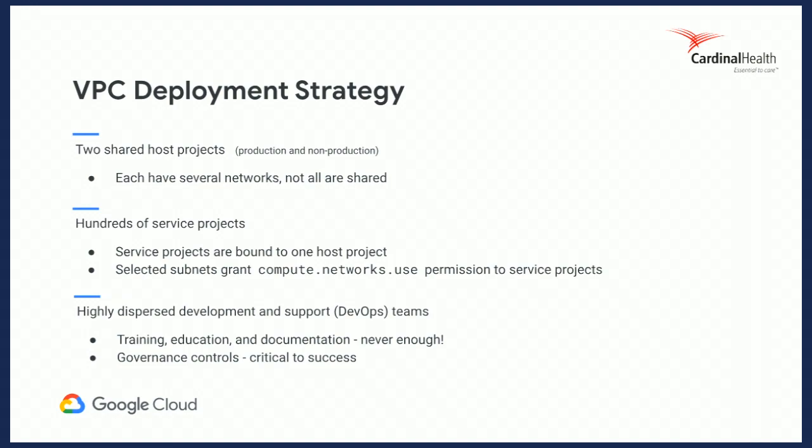Our approach was very simple. We set up two host projects, and we have interconnects connected to those host projects. They're connected to routers and Equinix and that kind of thing that go back to on-prem and to other cloud providers. And each one of those has multiple different networks in it, multiple different VPCs. But we don't share all those networks with the service projects. Some of them are used just for networking purposes. We have hundreds of service projects.